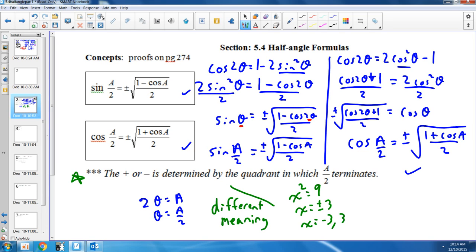Those are two identities, half angle for sine, half angle for cosine. Then there are going to be two for the tangent.